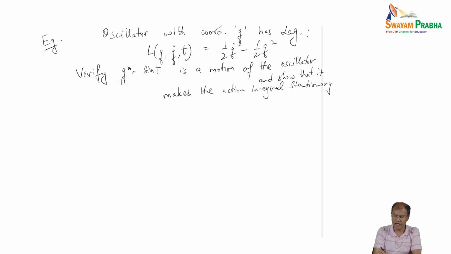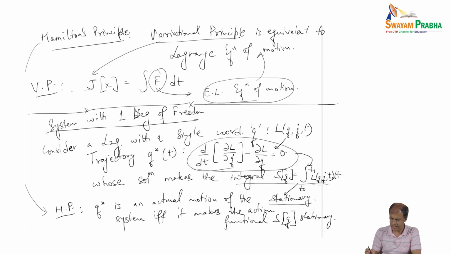Well, I'm already given the solution. I have to show that it is the extremal to the functional. Okay, so I think I haven't mentioned what is action integral. Action integral is the integral which I have mentioned. So this is the S of q. S of q is the action integral. Okay, this is what we have.